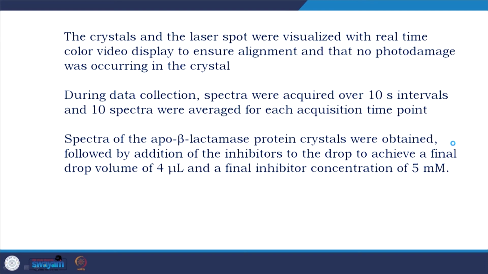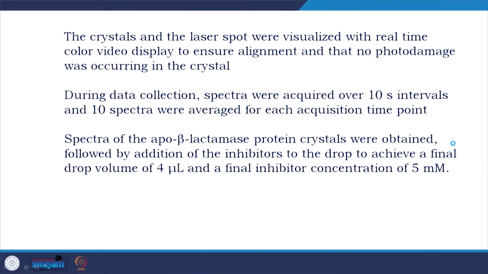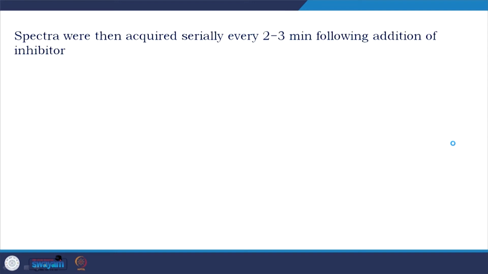During data collection, spectra were acquired over a 10-second interval, with 10 spectra averaged for each acquisition time point. So, it is giving accuracy. Spectra of the apo-beta-lactamase protein crystals were obtained where there was no small molecule, followed by the addition of the inhibitors to the drop to achieve a final drop volume of 4 microliter and a final inhibitor concentration of 5 millimolar. Spectra were then acquired serially every 2 to 3 minutes following addition of the inhibitor.